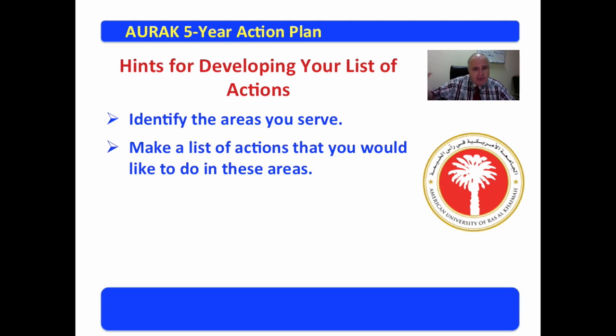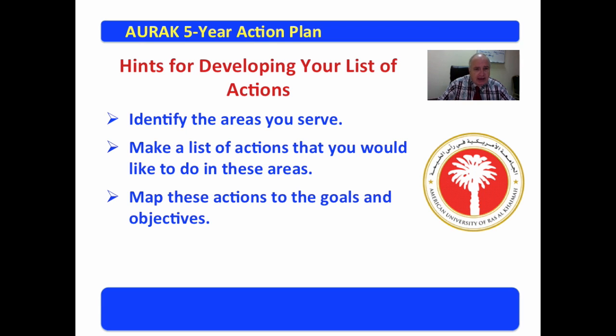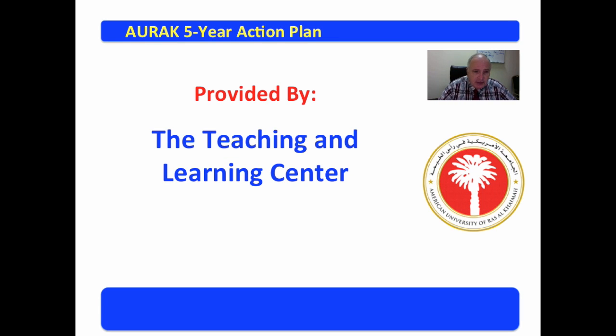Once I developed those areas that I served, underneath each of those, I made a list of actions that I wanted to do in those areas. I mapped those actions then back to the goals and objectives of the institution before I ever started filling the form out. And then once I had them mapped back to the goals and objectives, I completed the form. It really wasn't that difficult. Should be a lot of fun.